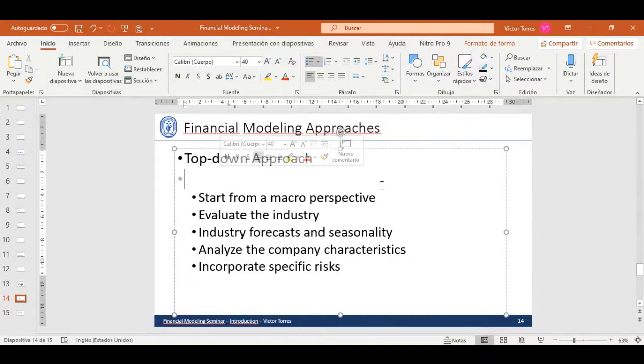So we're going to start with a macro perspective if we want to think about it. We're going to evaluate a particular industry and start analyzing industry forecasts. We need to incorporate seasonality as a whole. You are very familiar with seasonality regarding quarters. There are quarters where you have higher revenues in particular industries, for example, retail.